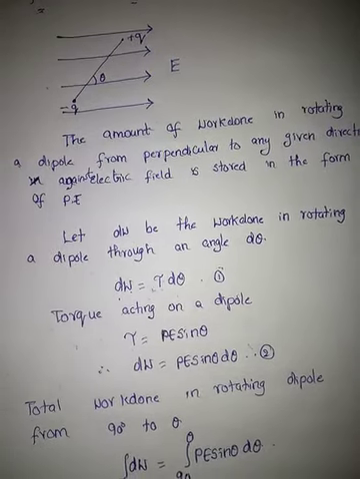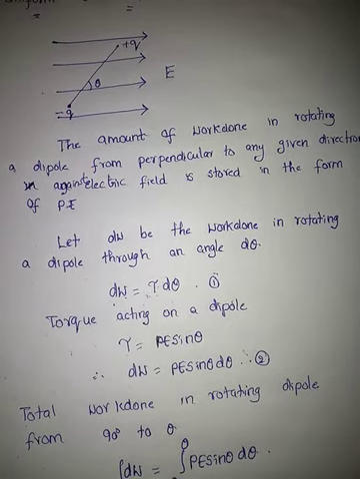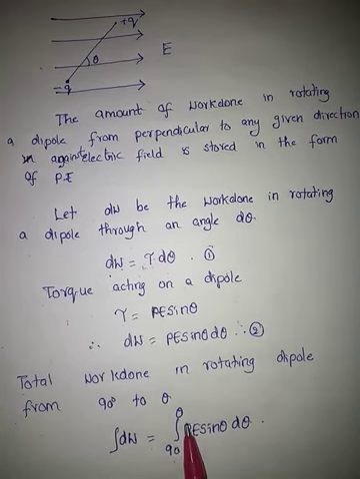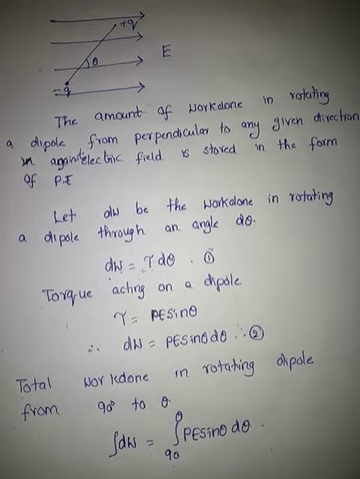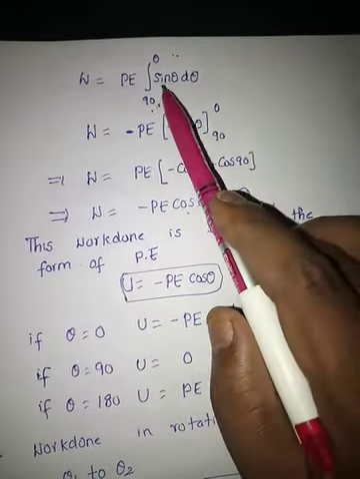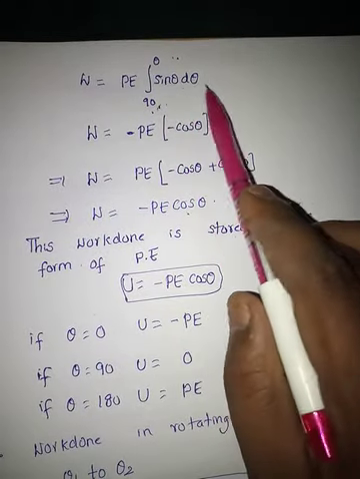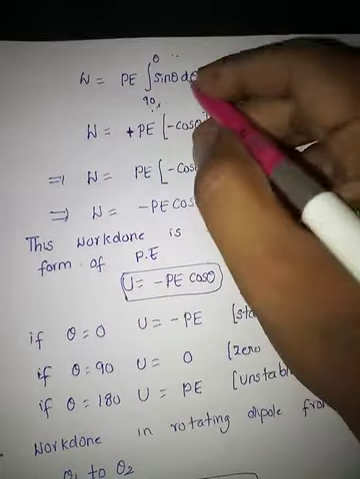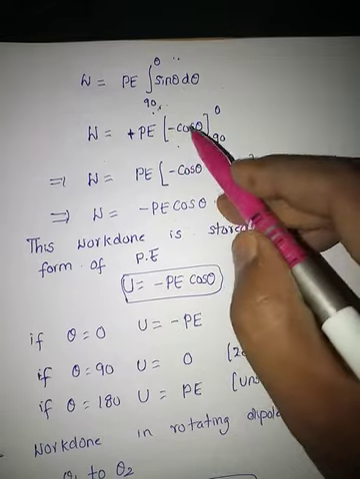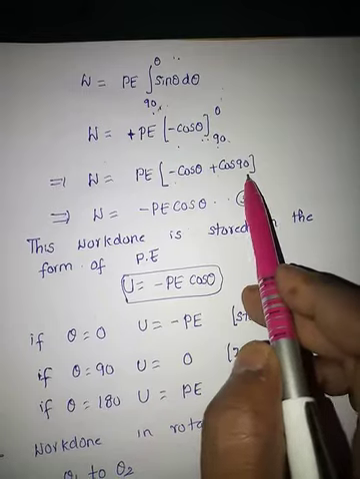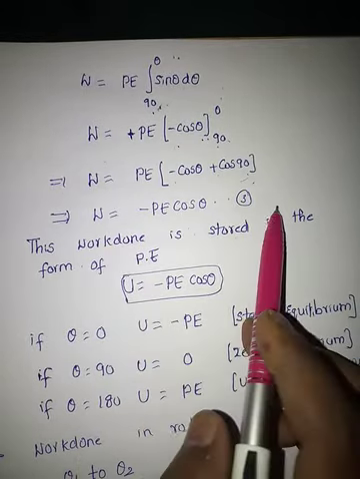Now what is the definition? Total work done in rotating the dipole from 90 to theta. Integration of dW is equal to integration from 90 to theta of P sin theta into d theta. Integration of dW is W, P is constant. So what is the variable here? Angle. So P into integration from 90 to theta of sin theta into d theta. Integration of sin x into dx is minus cos x. So minus cos theta from 90 to theta. Applying the limits, minus cos theta plus cos 90. Cos 90 is 0. W is equal to minus P cos theta.